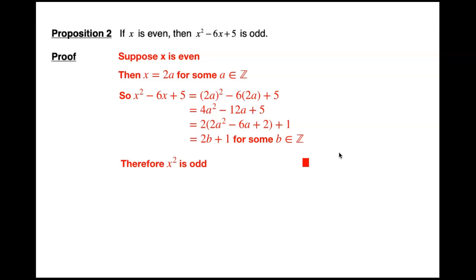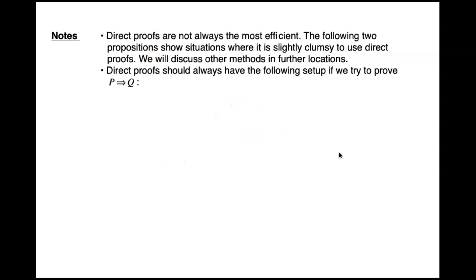So these are two examples of proofs using direct proof. Direct proofs are not always the most efficient. The following two propositions show situations where it is slightly clumsy to use direct proofs. We will discuss other methods in further locations. So this is what I'm skipping in this screencast.